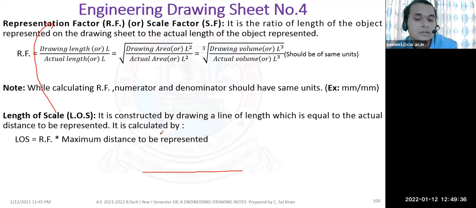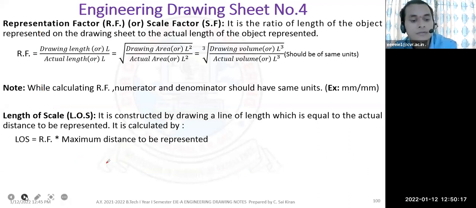Suppose I have to represent the distance as 100. 100 is the distance I have to take. Then RF comes as, suppose, 1 by 10. So this 1 by 10 into 100 will become 10. So it will become 10 centimeters. Suppose this value is 100 centimeters, the maximum distance is 100 centimeters, and my representative factor is 1 by 10. So it will become 10 centimeters. Then I have to draw the 10 centimeter line. This 10 centimeter line will represent 100 centimeters based on the RF value.